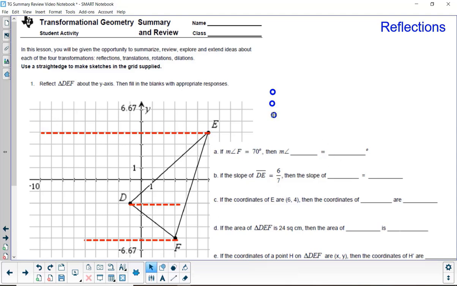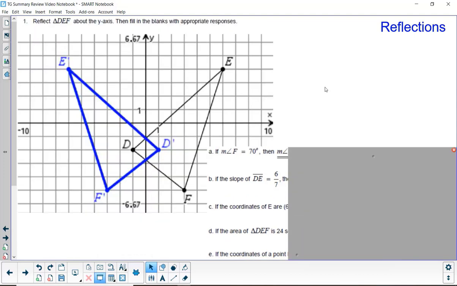So for point E, it's 1, 2, 3, 4, 5, 6 units, but in the opposite direction. So there is E prime. D will go 1 unit in the opposite direction this way. There's its mirror image. And F will go 1, 2, 3, and there is F prime right there. So here is D prime, E prime, F prime right here in blue.